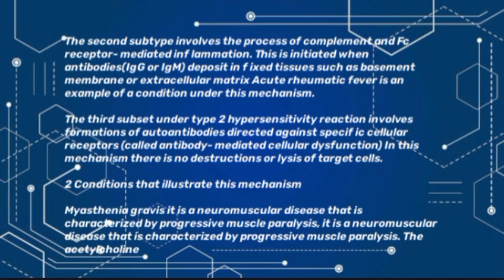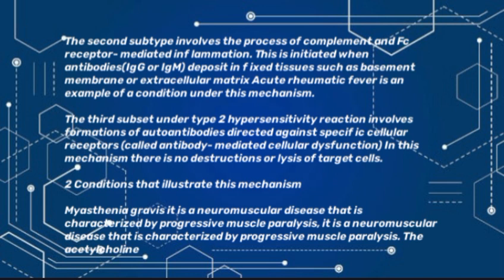The second subtype involves the process of complement and Fc receptor-mediated inflammation. This is initiated when antibodies IgG or IgM deposit in fixed tissues such as basement membrane or extracellular matrix. Acute rheumatic fever is an example of a condition under this mechanism.